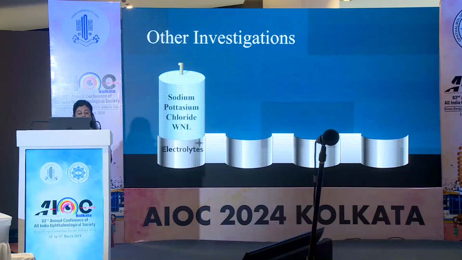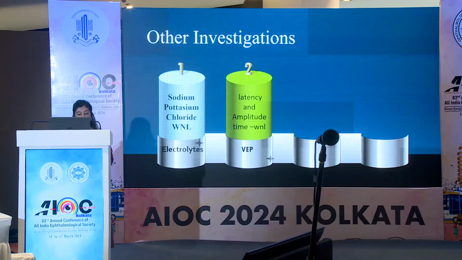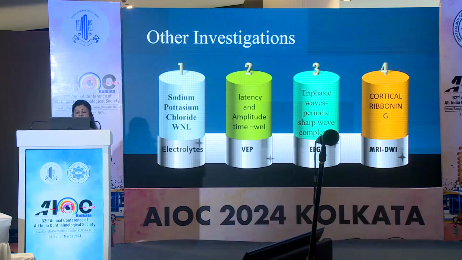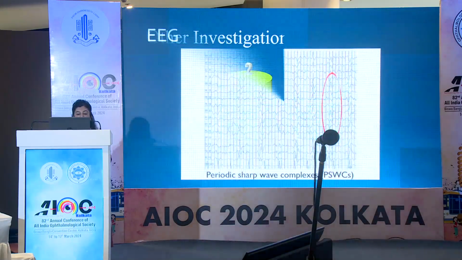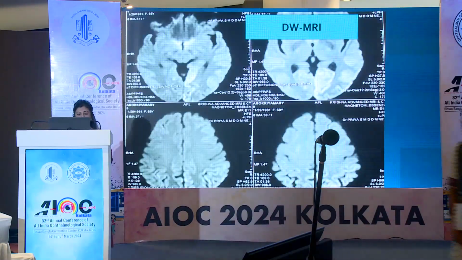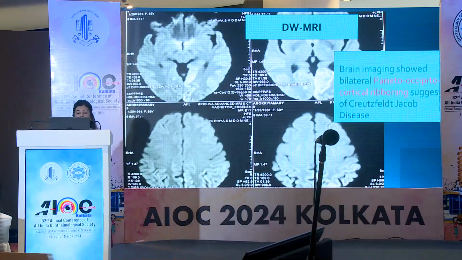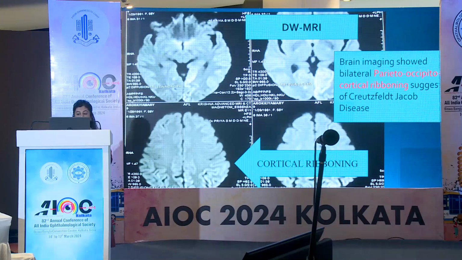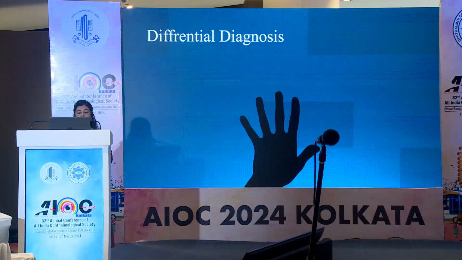Serum electrolytes were normal, and VEP was normal with latency and amplitude. EEG showed triphasic sharp wave complexes, and diffusion weighted MRI showed cortical ribboning. She had bilateral occipitoparietal cortical ribboning suggestive of Creutzfeldt-Jakob disease. This was cortical ribboning. Seeing this atypical presentation, we considered Kuru.